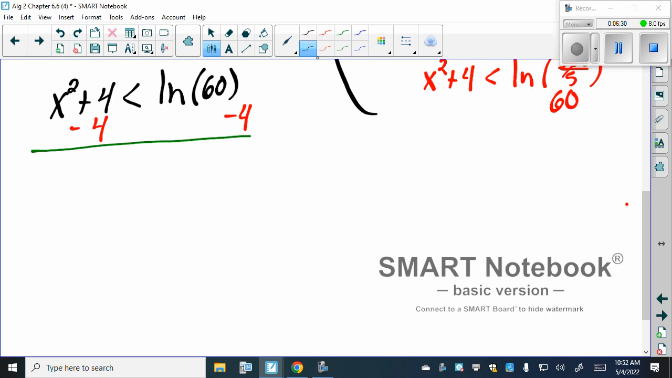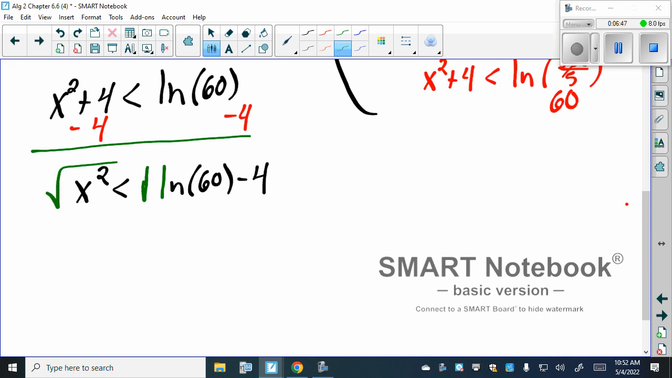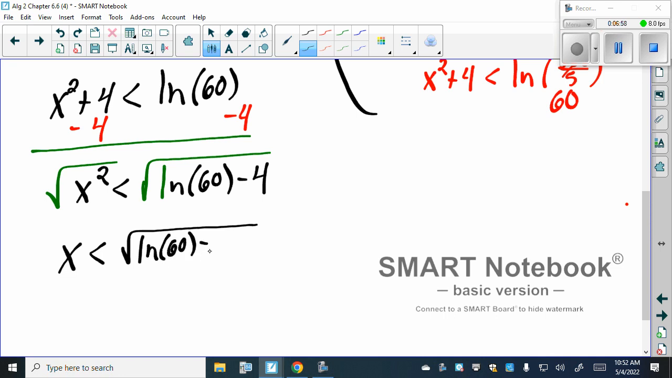Now, it's been a while if y'all have done square roots and inequalities. Because here, obviously, to get x by itself from x squared, we need to take the square root of both sides. So if I take the square root, x is less than the square root of ln of 60 minus 4. But what have we always done when we took the square root of both sides? We added in the plus or minus, because whenever we square something, what we're squaring could be positive or negative.